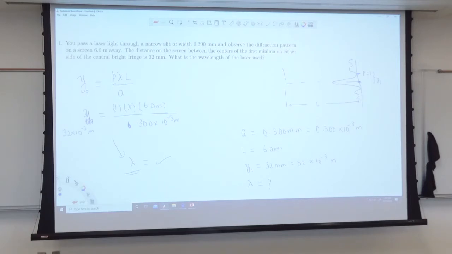Again, the basic idea here is to get the condition for this one. First minima. We are talking about the minima, which is the dark fringe. Okay, this is that. Let's look at the next one.